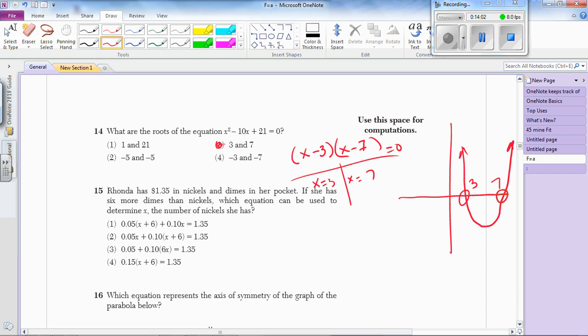And finally, Rhonda has $1.35, so it's got to equal $1.35. That's pretty easy. She has 6 more dimes than nickels. So if we let x equal nickels, somewhere on this sheet we should see 0.05x. So that's here, and believe it or not, no, not really, that's 0.10x. There's only 0.05x. So it looks like that might be it. The number of dimes would be x plus 6 dimes, which needs to be multiplied by 0.10, because that's what a dime is worth. And then, of course, it's still choice 2.